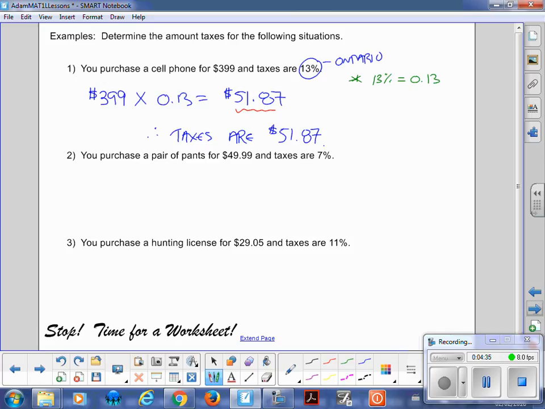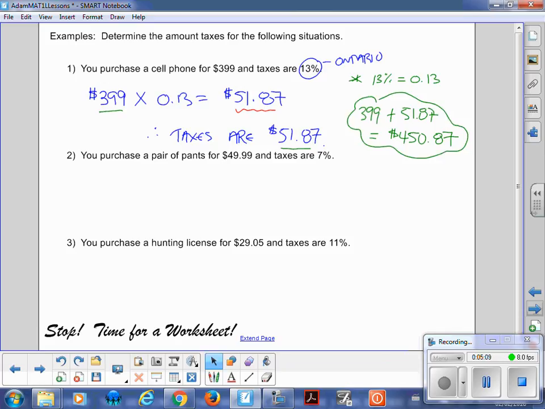So that means that you would have to pay $399 plus $51.87. So just so you know, a $399 Xbox, plus taxes on there, plus $51.87. That means that Xbox really costs $450. Crazy, eh? All right, so it's that much more is what you'd have to pay for that Xbox. So just keep that in mind when you are saving up.